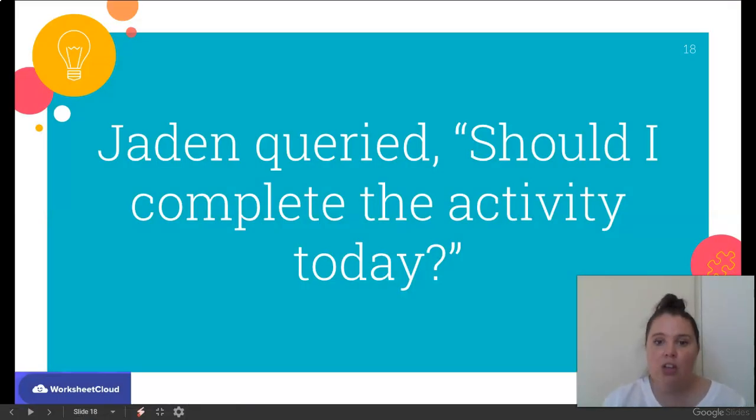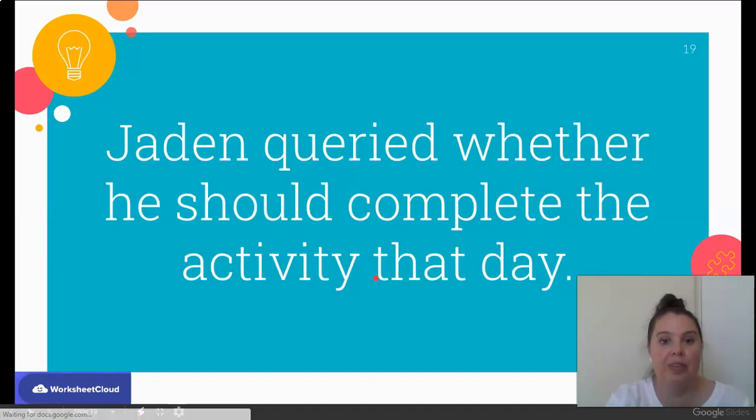Jaden queried, "Should I complete the activity today?" So queried, past tense. I'm now noticing there's a question, so I already know that I must use if, and I can see there's an adverb of time. So Jaden queried whether, remember you can use if or whether, he should complete the activity that day. Today becomes that day.